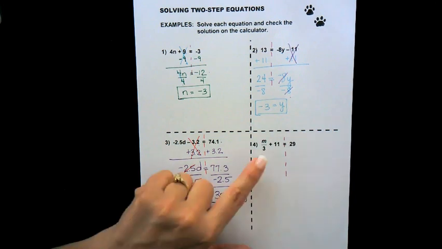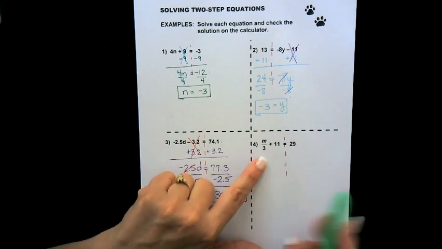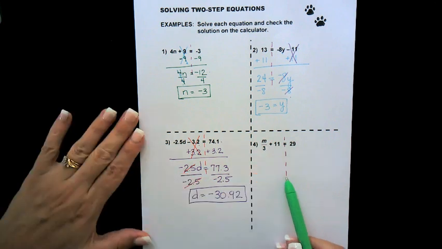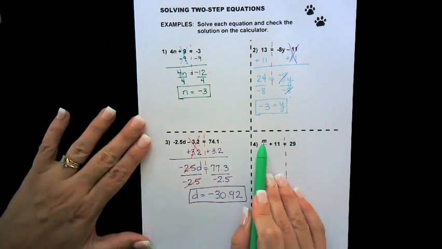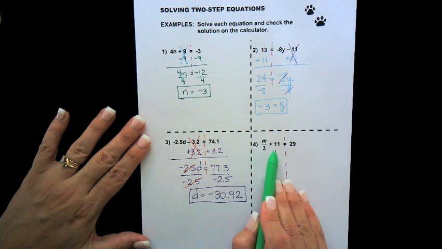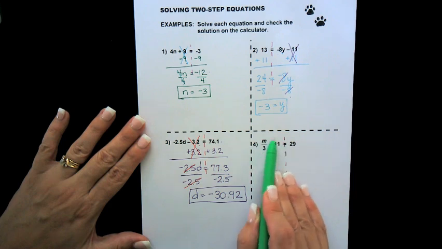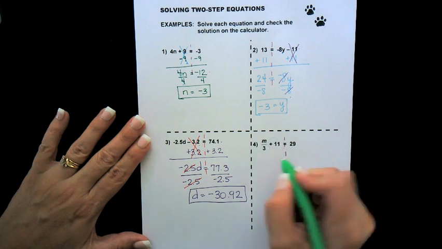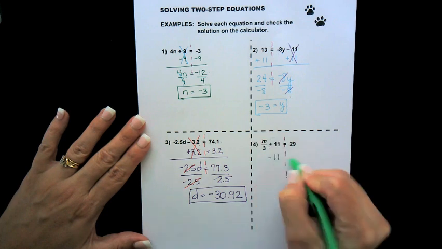Okay, let's look at this equation. You notice I put my imaginary line there. I ask myself what's happening to m, the variable. It's being divided by 3. It's being added by 11. So we're going to take care of the adding 11 part first by doing the opposite, which would be to subtract 11.